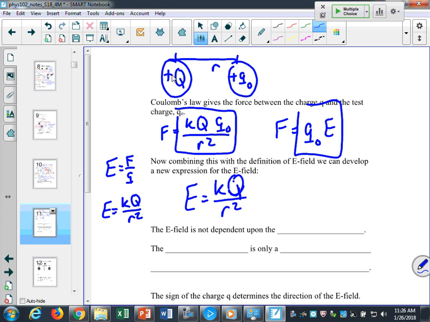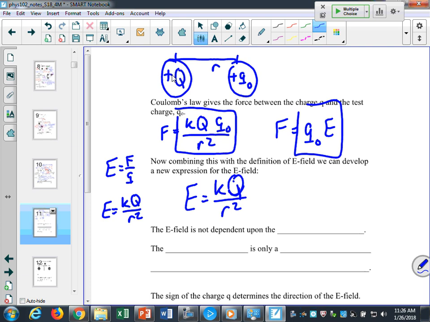I do want to show you, though, what do you not see in this expression for the electric field? What's missing from it? What canceled out? Q naught, right. Q naught canceled out. That's the charge of the imaginary test charge. It's a good thing that it canceled out, right? Because we've already said it's not a real thing. It's not physical. It's just something that we make up in our head.